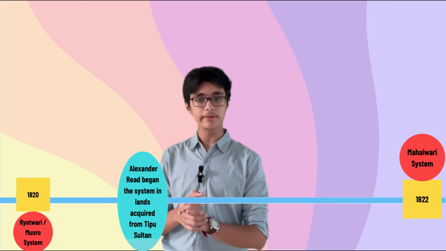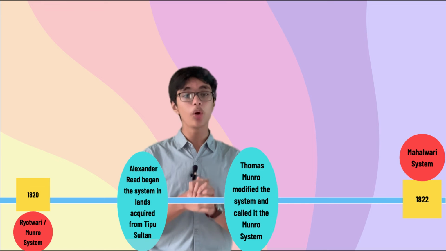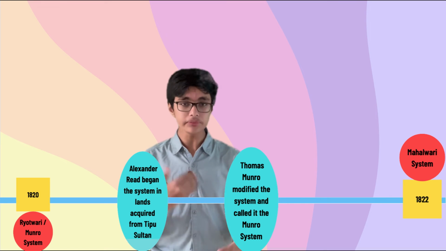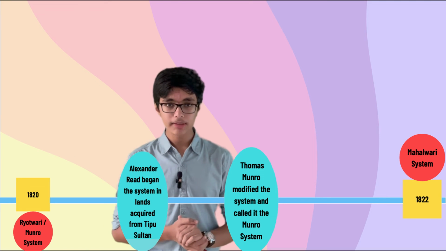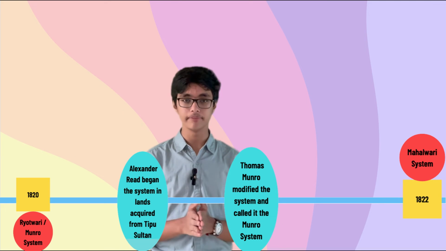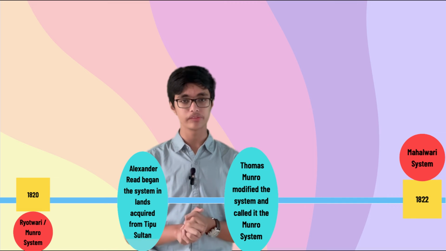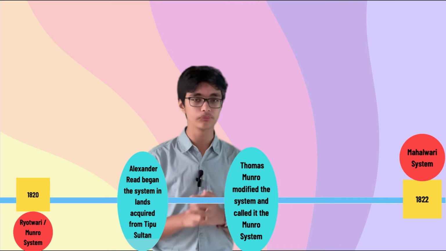Later, a few months later, a man by the name of Thomas Munro added a few new things to what Alexander Read had suggested, and he invented his own system, and hence that became the Munro system. So in 1820, the system was introduced.